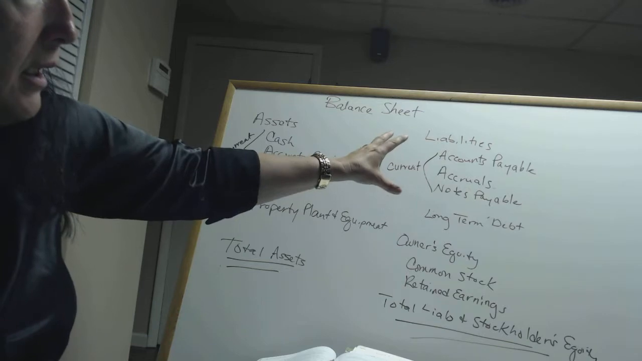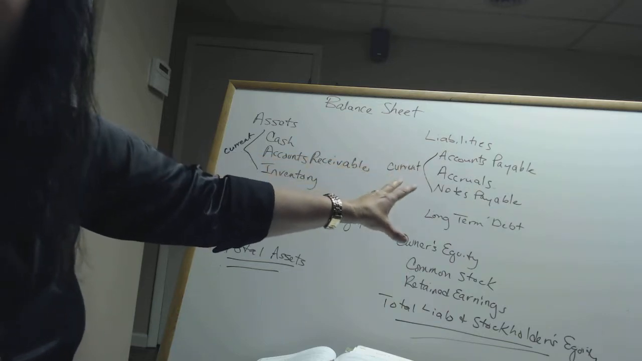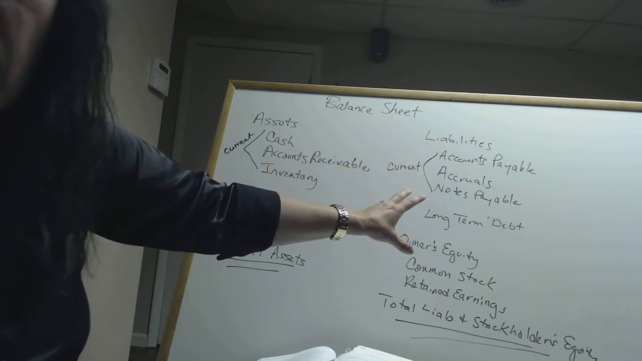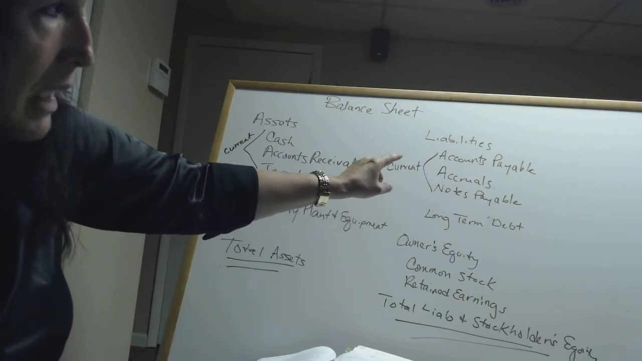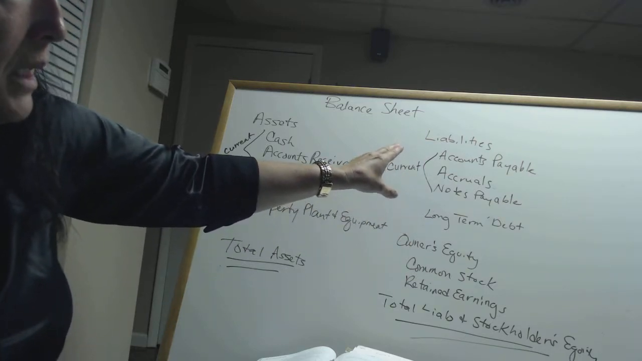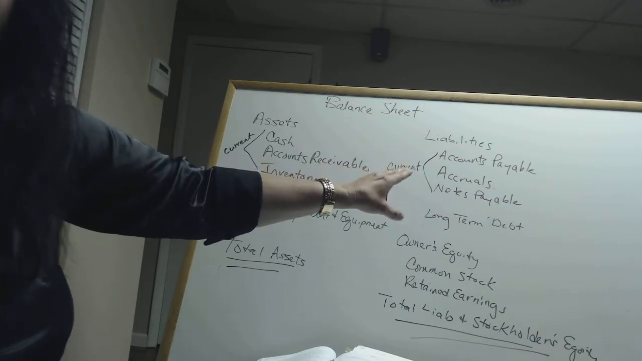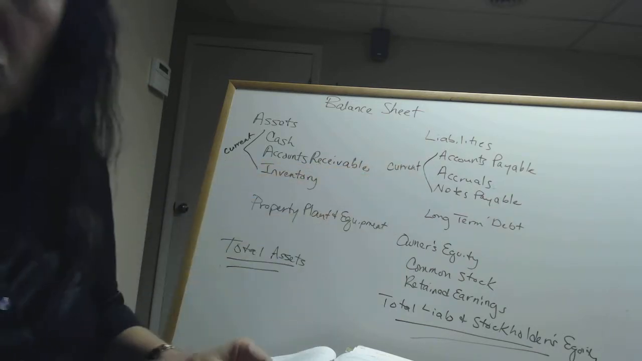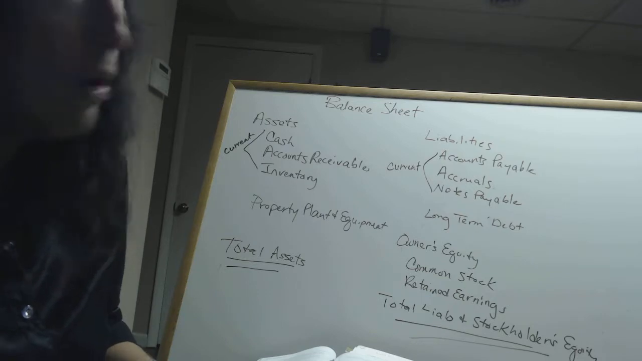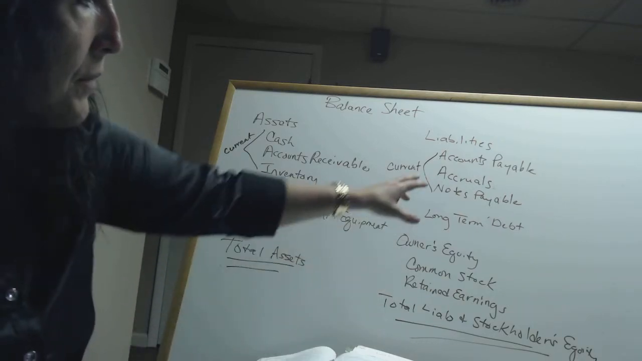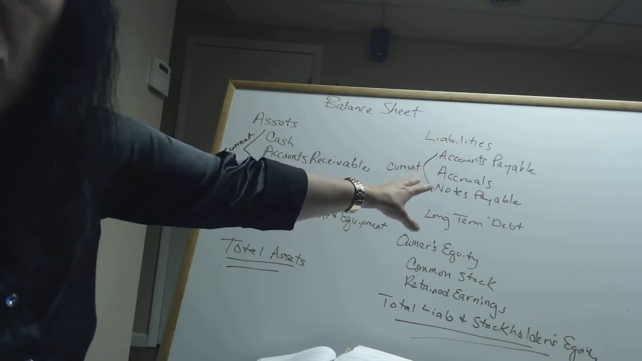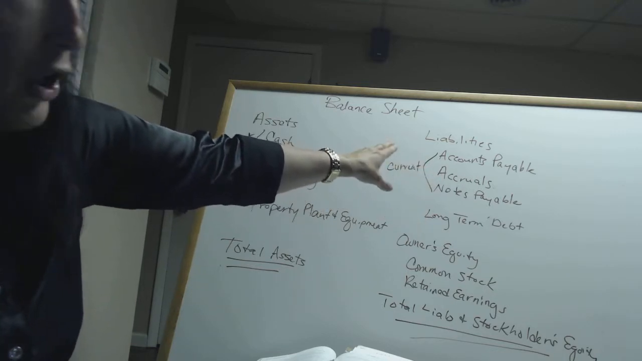The definition of current on the liability side means it's going to be paid within 1 year or one operating cycle. So basically 1 year. Accounts payable, that's our monthly bills. Accruals, those are accrued expenses that we owe. Those are expenses that we have incurred but not yet paid. And then notes payable, this would be a short-term notes payable because I'm calling that current.